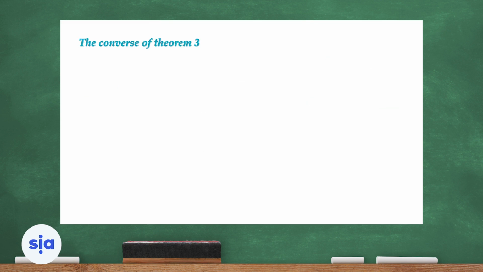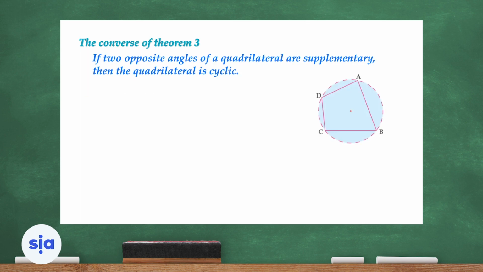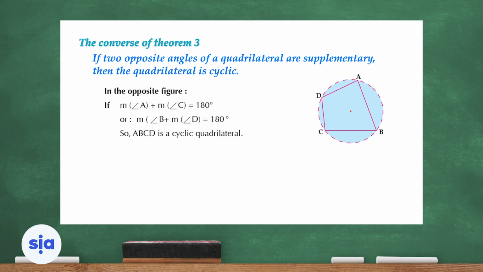Let's now check the converse of theorem 3. If two opposite angles of a quadrilateral are supplementary, then this quadrilateral is a cyclic quadrilateral. So you will see here that if the measure of angle A plus the measure of angle C equals 180 degrees, or if the measure of angle B plus the measure of angle D is 180 degrees, then ABCD is a cyclic quadrilateral.